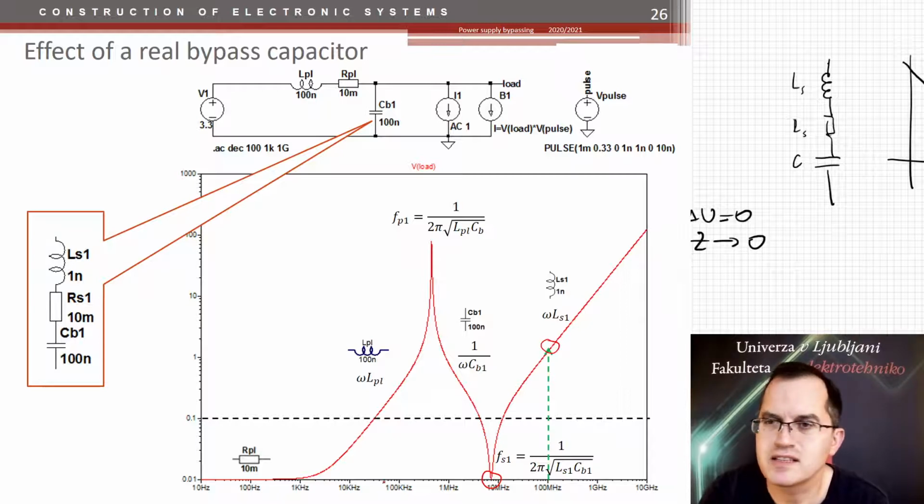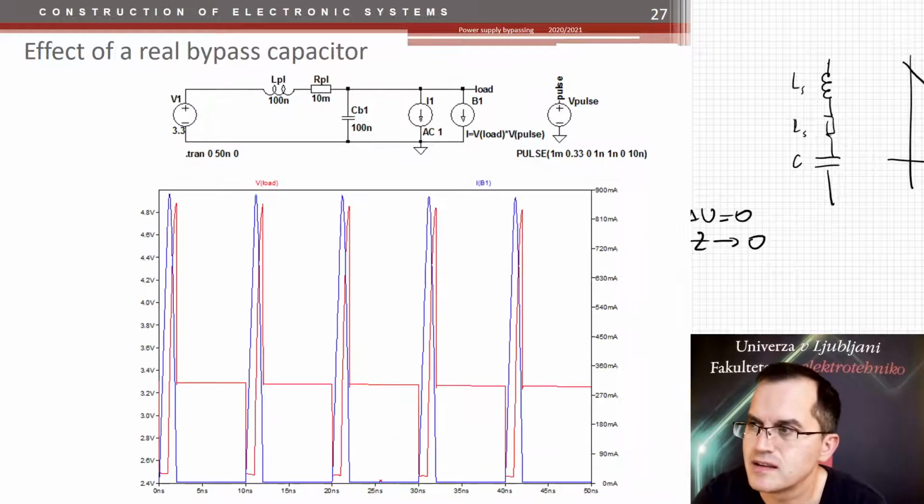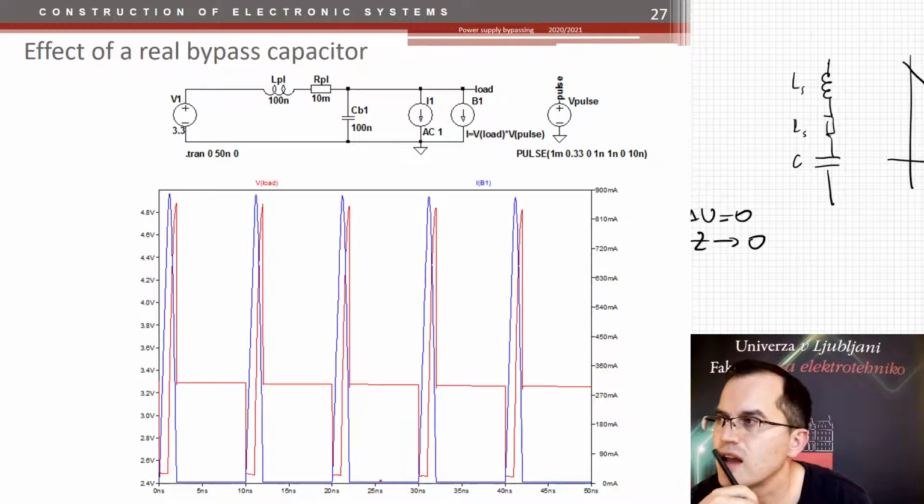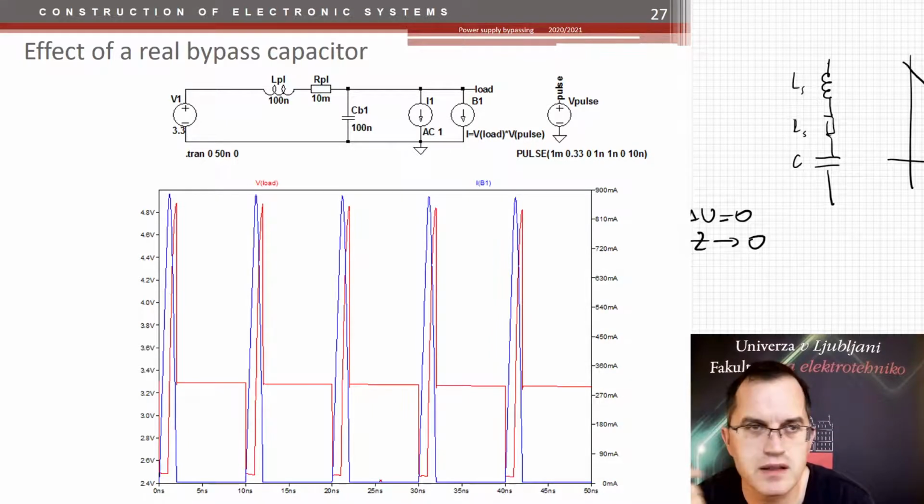My real capacitor now does that. This is at 100 megahertz, the pulses 3.3 nanoseconds long. And the voltage, the red one, changes from 2.5 up to 5 volts. It's not enough.